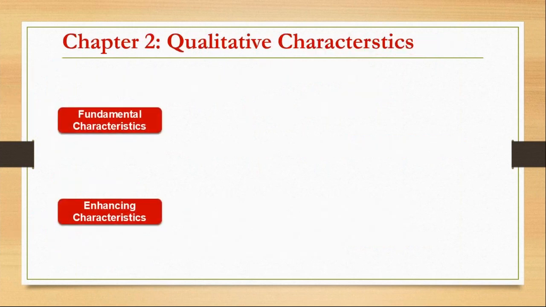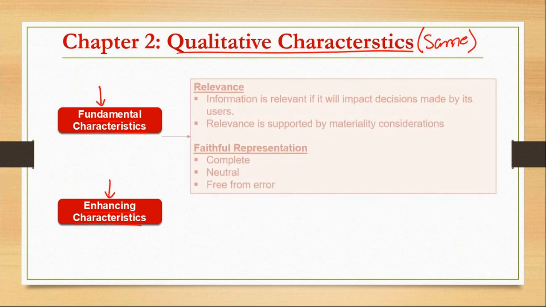Now, the next thing, chapter number 2, is about the qualitative characteristics. This is approximately the same as the previous one. There are two types of qualitative characteristics: fundamental characteristics and enhancing characteristics. Fundamental characteristics are the ones that should be met by every standard, and enhancing ones are those that every standard should try to fulfill. But if there's a contradiction, there's no harm in ignoring that.